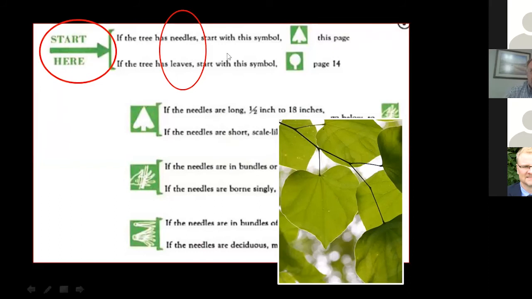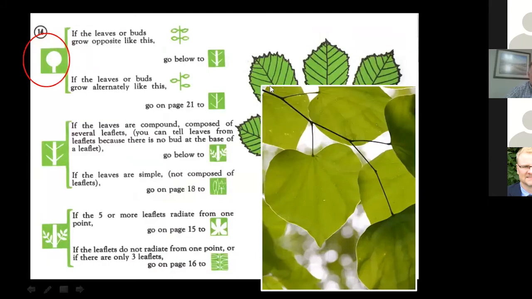Well, since it says needles, all of the needle trees are on pages 5 to 14. We go to page 14 and start with leaves. Take this icon with you also, folks. Trust me, take the icon with you because we're going to need it on page 14. Okay, here's page 14. Here's the icon.